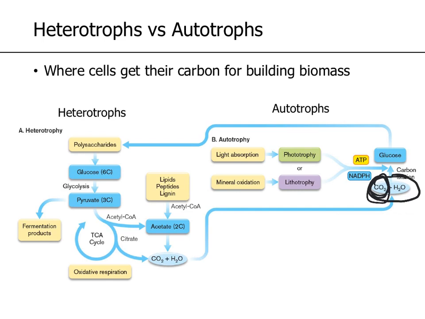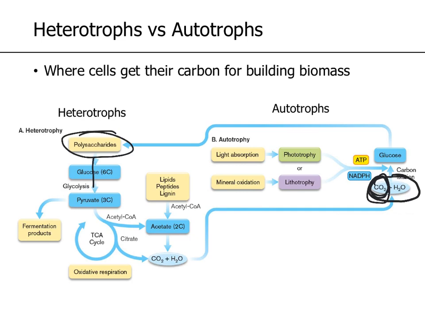The heterotrophs are using the polysaccharides, so they can get them from sugars and whatnot. They're generally organic compounds, and that's where they're getting their carbon. They'll take these molecules and break them down through these processes. Hopefully some of these processes look familiar, but we will talk about them later. They break down these molecules and use that as their carbon source.